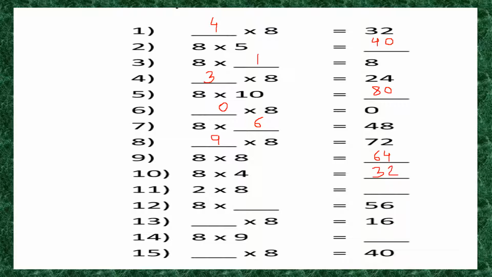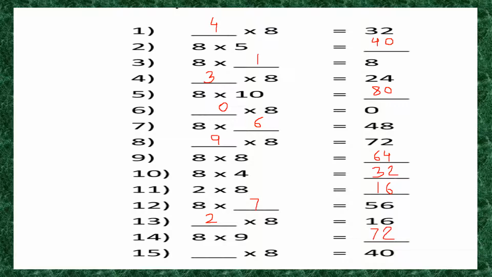Next question, 2 multiplied by 8 will give you 16. Now what number when multiplied by 8 will give you 56? That is 7. 8 7s are 56 or 7 8s are 56. Now next 13th question, 2 multiplied by 8 will give you 16. 14, children, 8 9s are 72.